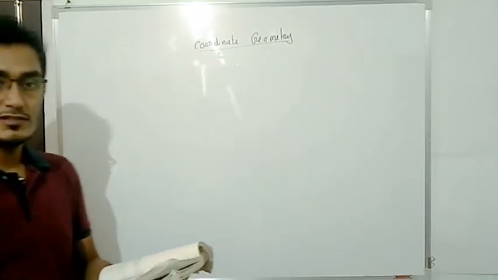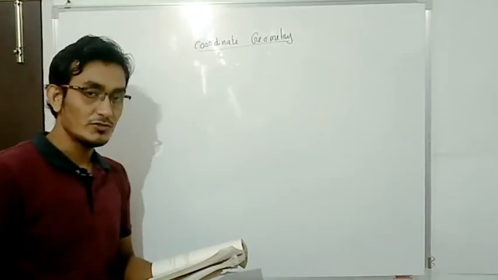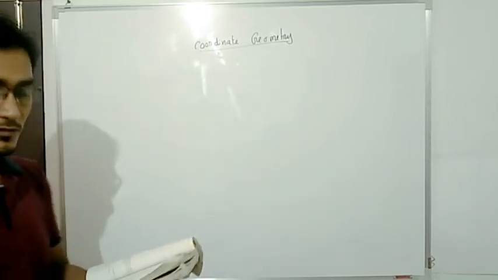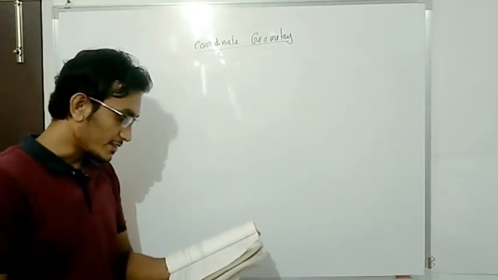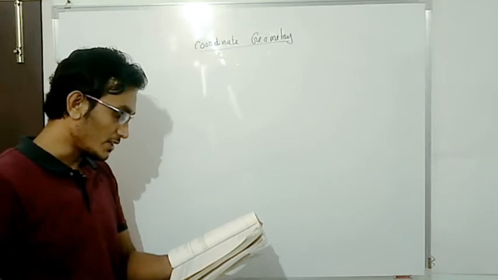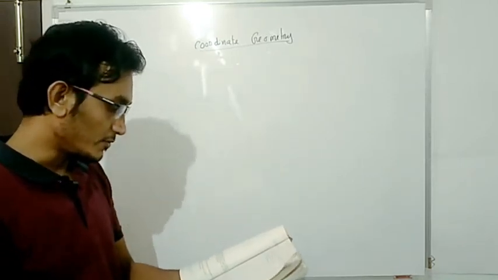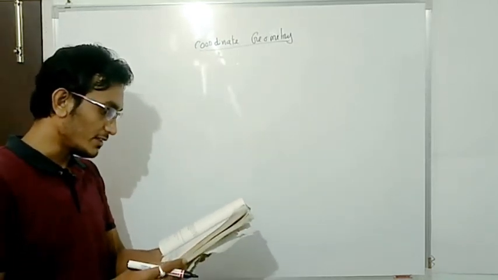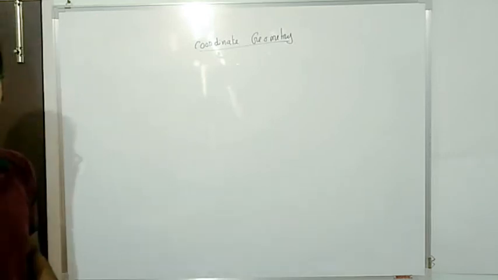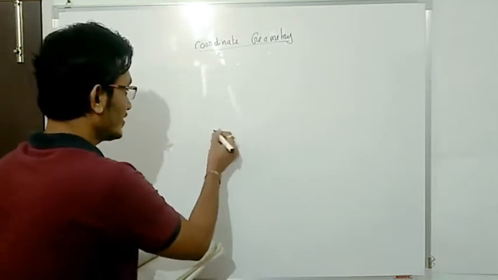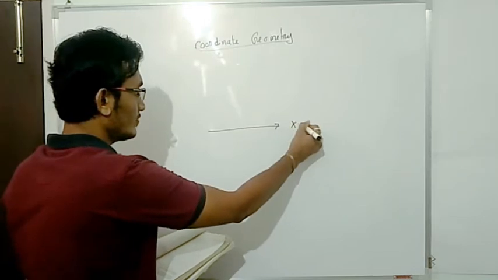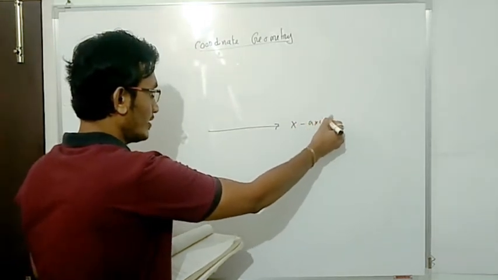Okay, now we will discuss exercise 3.2. 3.1 is not so important from the examination point of view. In exercise 3.2, question number 1, write the answer of each of the following questions. What is the name of the horizontal line? We have already discussed, this is the horizontal line, and this horizontal line is known as the what? X-axis.